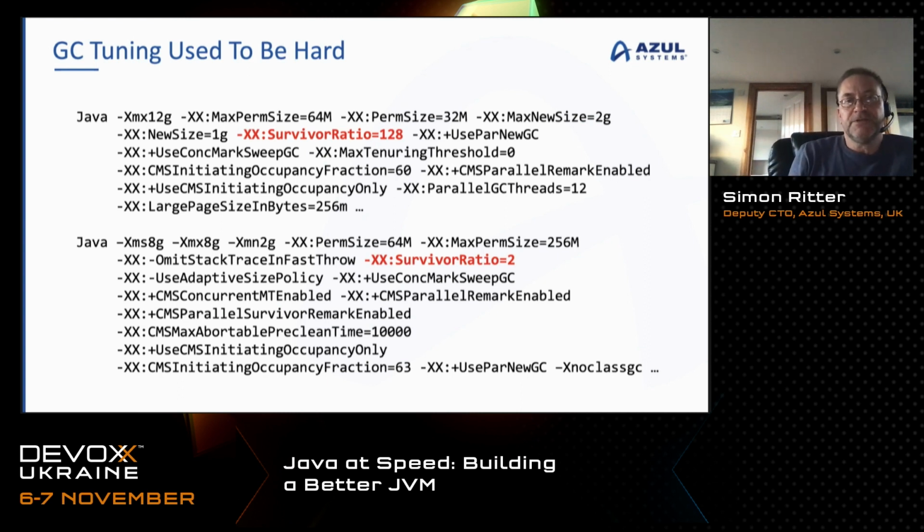One of them set the survivor ratio to be 128. The other one set the survivor ratio to be 2. And so you've got to think to yourself, well, hang on, which is right? Is it 128? Is it 2? Is it 64? Is it 17? It's probably not 17 because that's not an even number. But the point is, that's just one variable. And the only way to try and figure that out is really trial and error. So you try 2, you try 128, you try 64, and you see which one gives you the best performance.